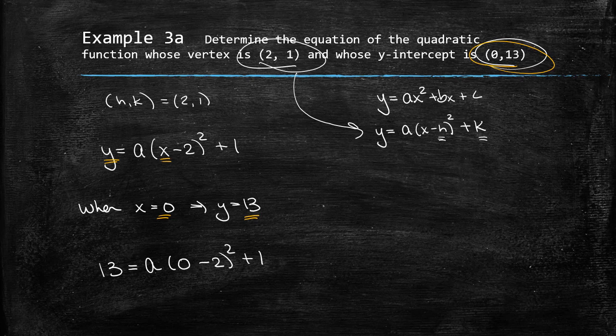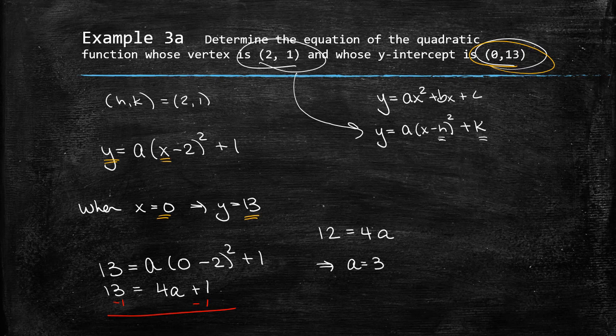Okay, so 0 minus 2 is negative 2, squared will be 4. So I have 4 times a plus 1 equaling 13. Subtract 1 from both sides, and we'll have a 12 on the left-hand side. So 12 is equal to 4 times a. Divide both sides by 4, so a is equal to 3.